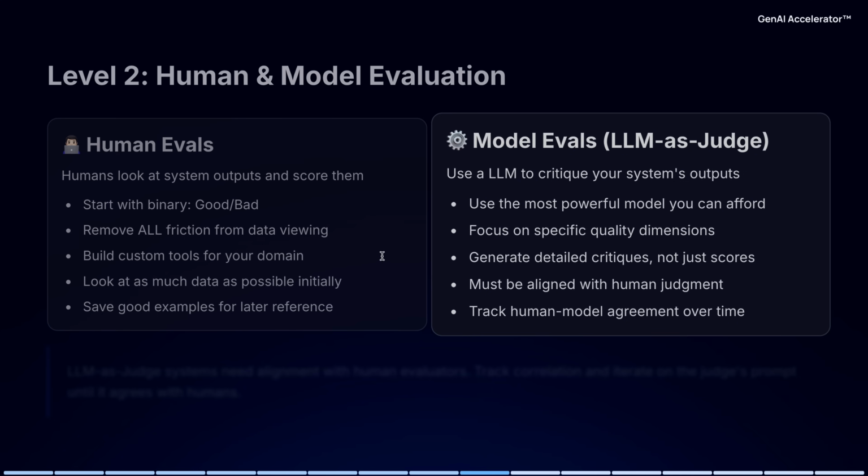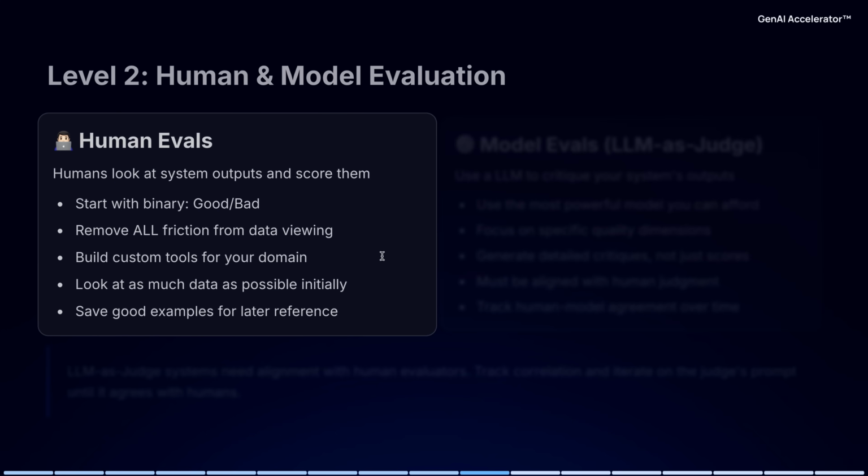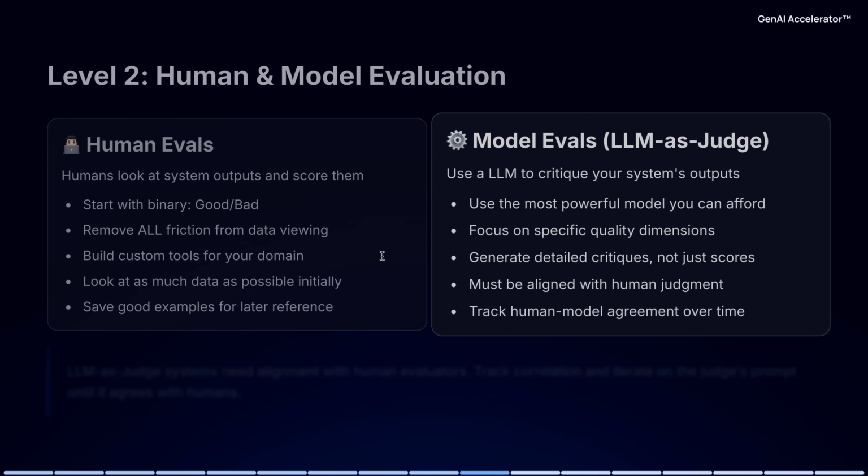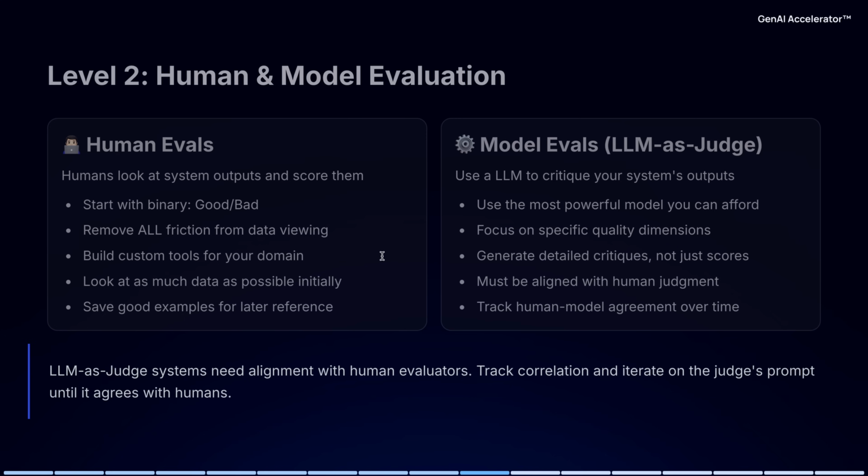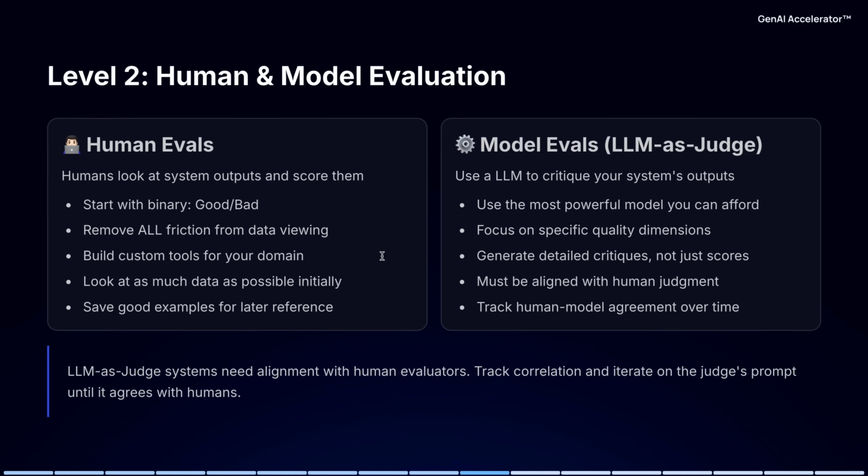Your system and your data will experience drift, where over time, either due to prompt modifications, data modifications, different features, different users, there's going to be a drift in what good looks like and how these evaluations should be set up. So they always go hand in hand, and human evaluations lead to model evaluations to align them. That's really the goal here. And you want to track correlation and iterate on a judge prompt until it agrees with humans.